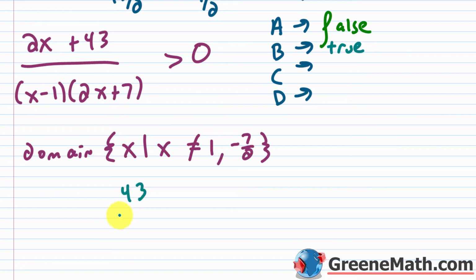And let me just write that. And this is over. We'll have 0 minus 1, which is -1. And then 2 times 0 is 0. So you just have 7 there. And essentially, this is going to be negative, right? So essentially, you would have 43 over -7. That's a negative 43 over 7. That's not greater than 0. So this is going to be false.